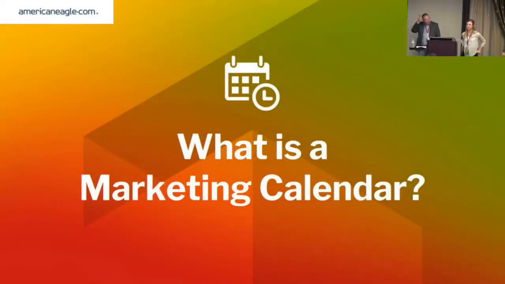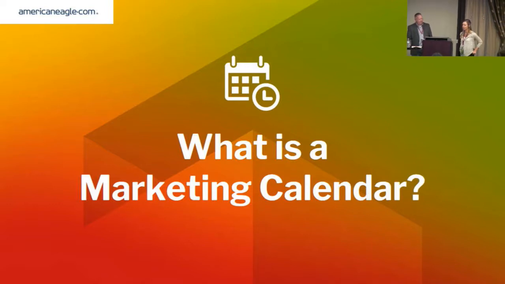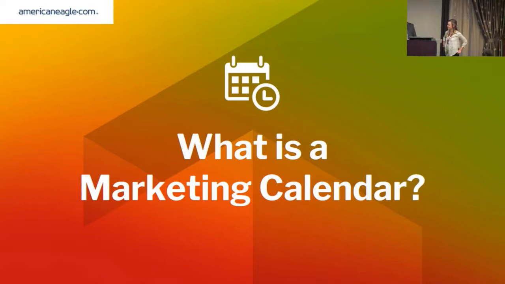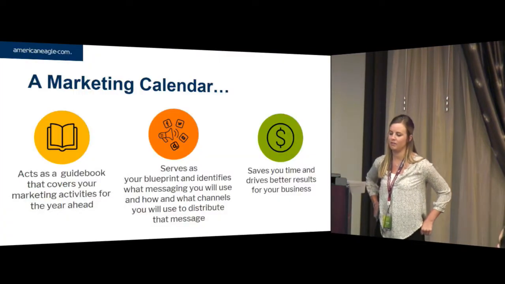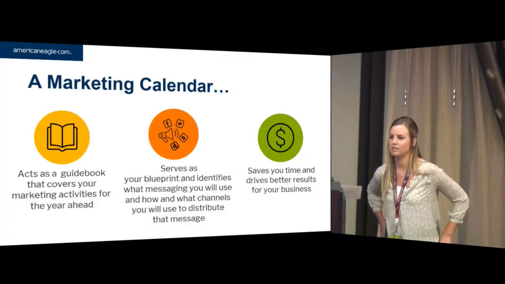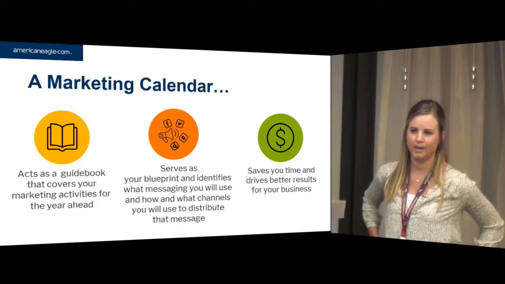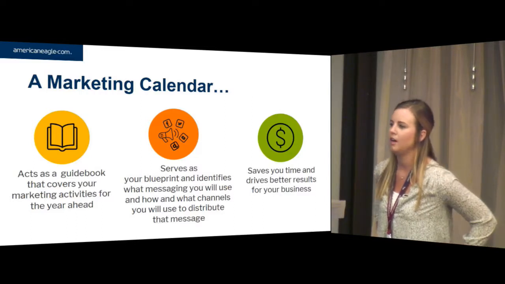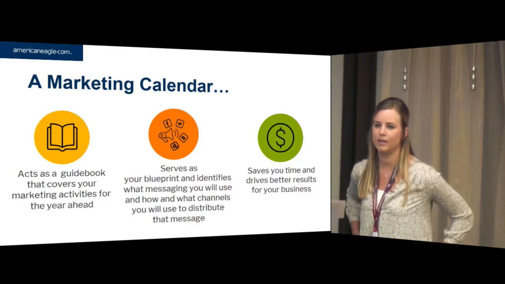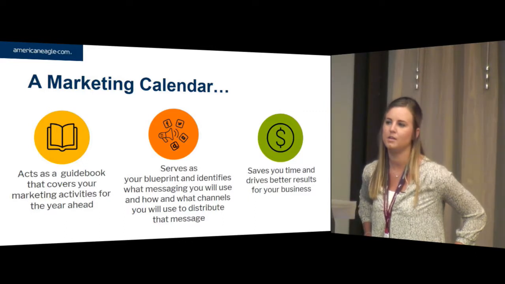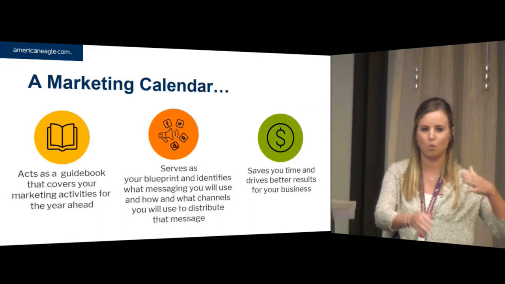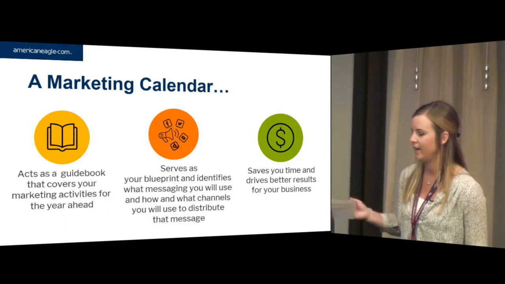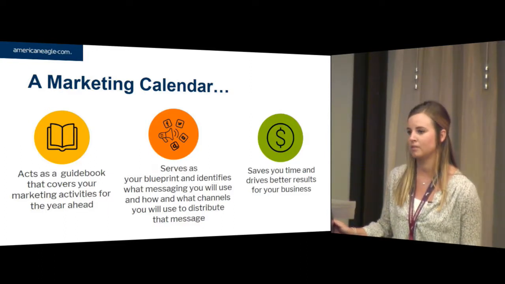Okay, so what is a marketing calendar? Yep, so to fill you in on what a marketing calendar is, not that most of you don't know what it is, but to give a little more definition behind that, click to the next slide. It acts as a guidebook that covers your marketing activities throughout the year, right? So this gives you a better idea of what's going on, when, and where, and things like that. It also serves as your blueprint for messaging. So you have your campaigns, your themes, your topics that you want to get out there in front of consumers throughout the year. So this sort of acts as your blueprint of when you're saying what and when. And then at the end of the day, it also saves you time and drives better results for your company.